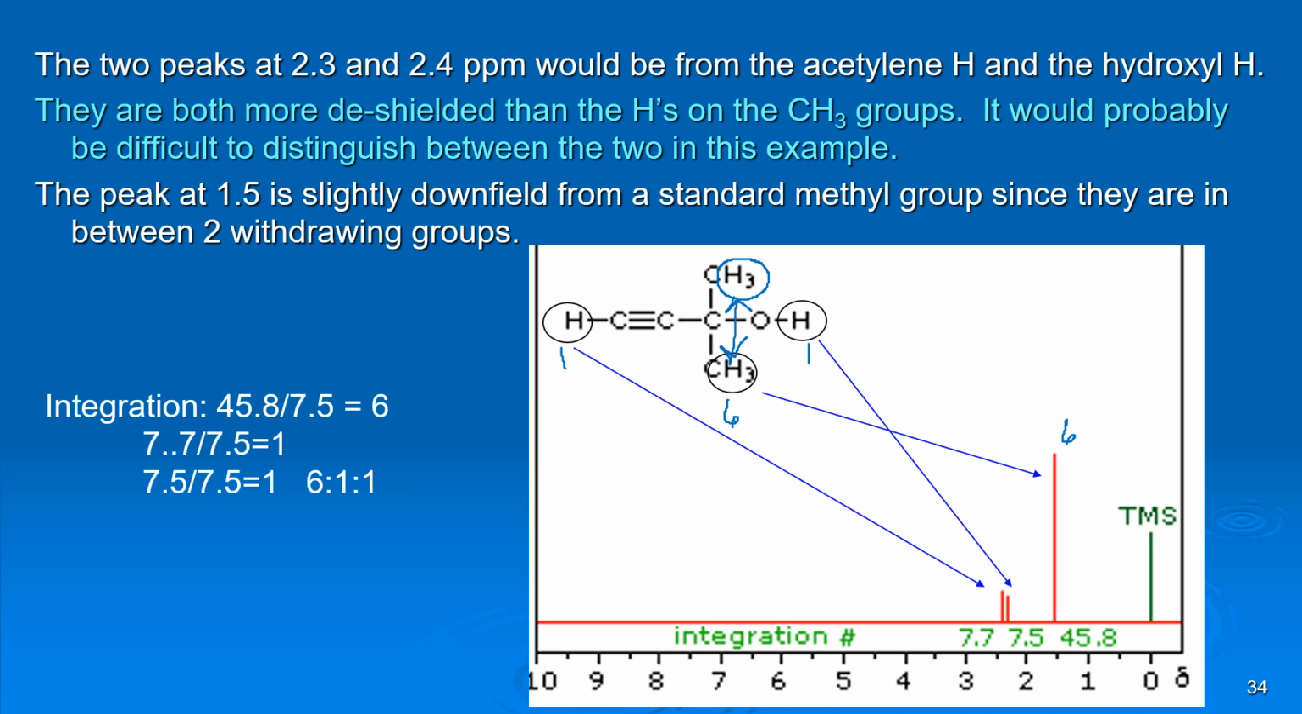That kind of gets crazy sometimes when you say the most deshielded. Actually, they're the most shielded, so they're the furthest to the right.